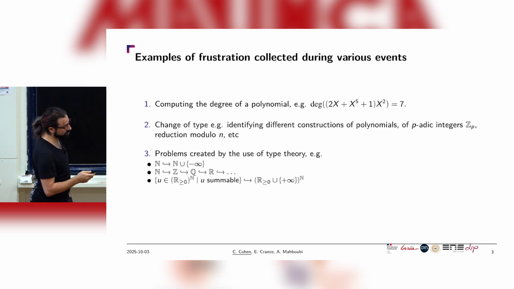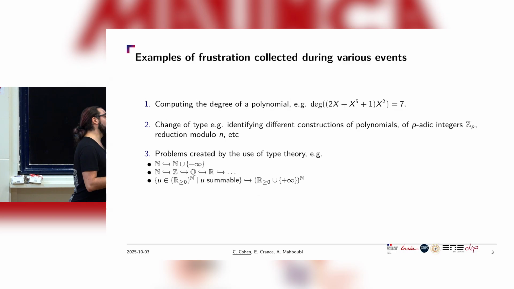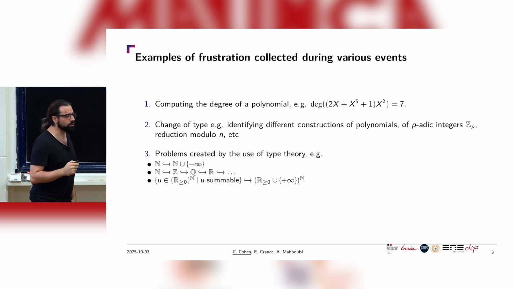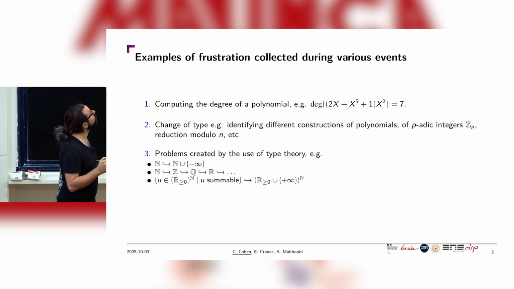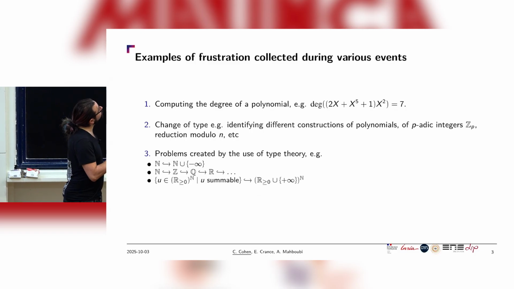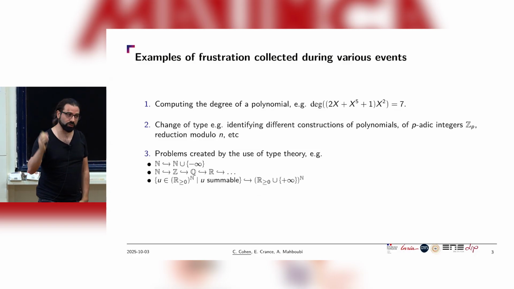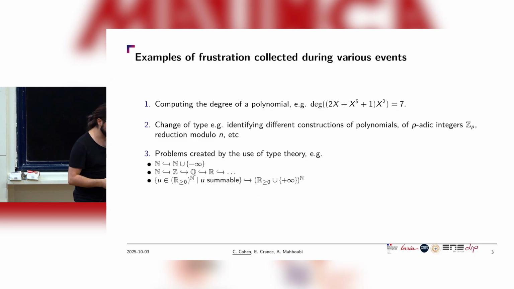So for the first example, one typical thing that it was not possible to do in MathLib and is not possible to do in MathComp, so either in Lean or Rocq, is when you want to show that the degree of a polynomial is, for example, exactly 7. I mean, it's a very concrete polynomial, and you have a very concrete number as output.